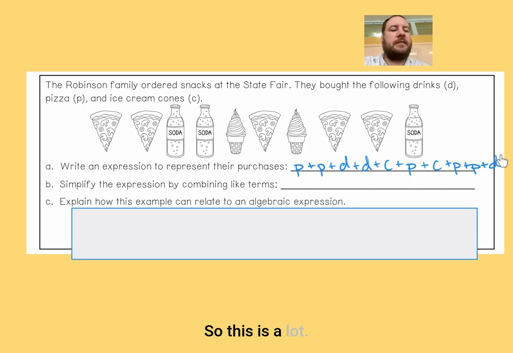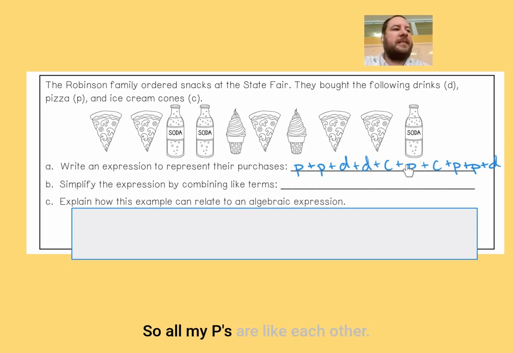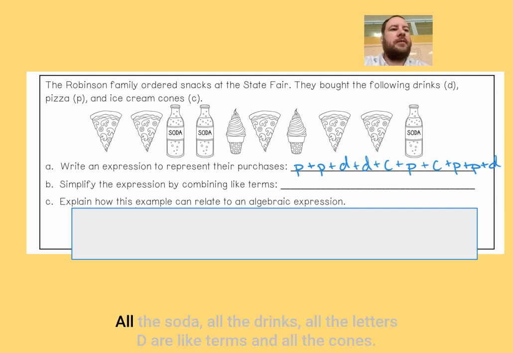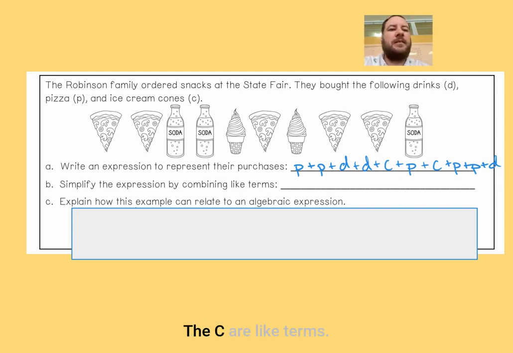So this is a lot. We're simplifying it by combining the like terms. All my P's are like each other. All the pizza is like pizza. All the drinks, all the letters D, are like terms. And all the cones, the C's, are like terms. So we're going to combine those together.